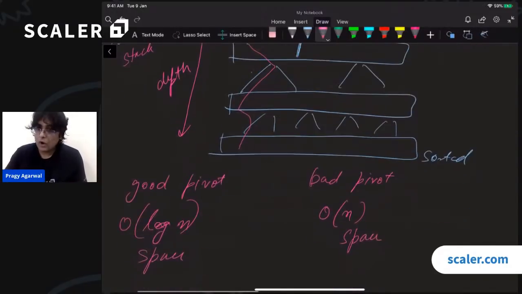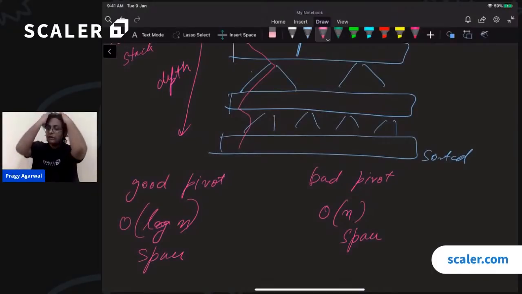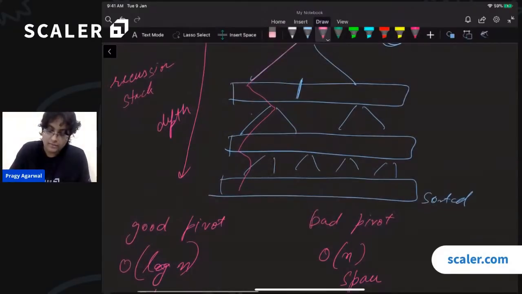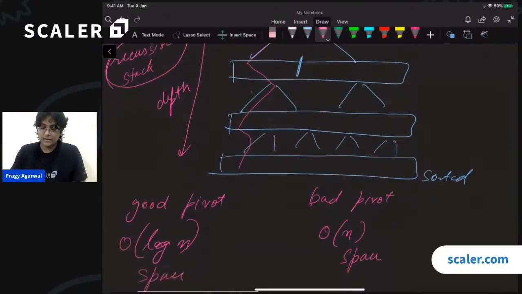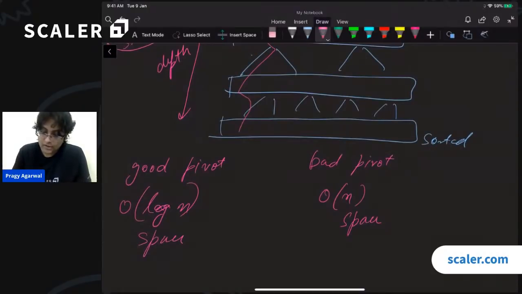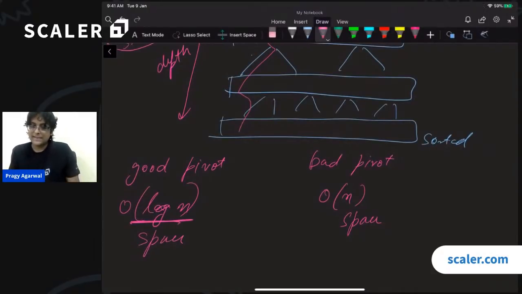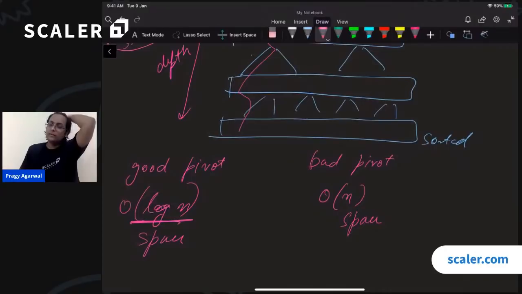So no, it will not take order of n log n space, because this partition algorithm is in place. It does not allocate any extra memory. So the only memory that you are allocating is for the recursion stack. And if your pivot is good, then the recursion stack will only have log n elements at maximum. Is that clear?